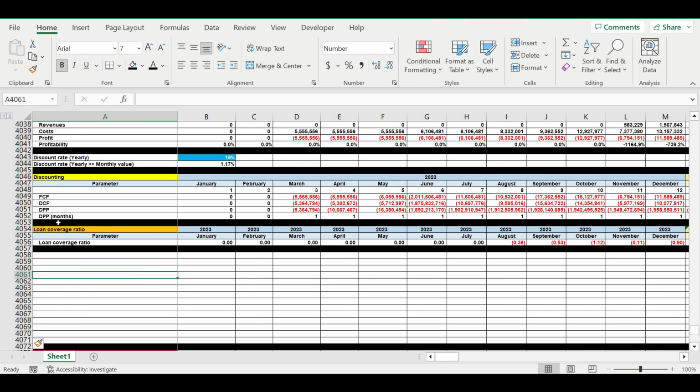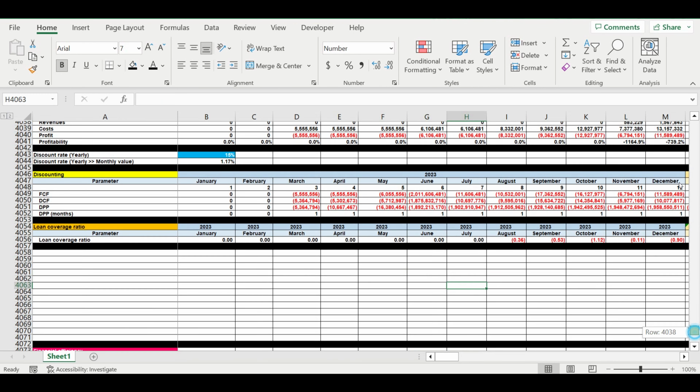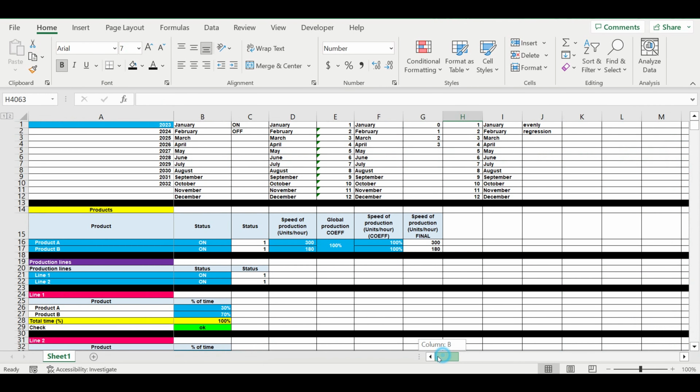So first of all, let me run through what I already did. Let's have a short overview. These blue cells are inputs. We have a unique rule throughout the whole financial model: blue is the color of inputs, so we can easily find the inputs and play with them.